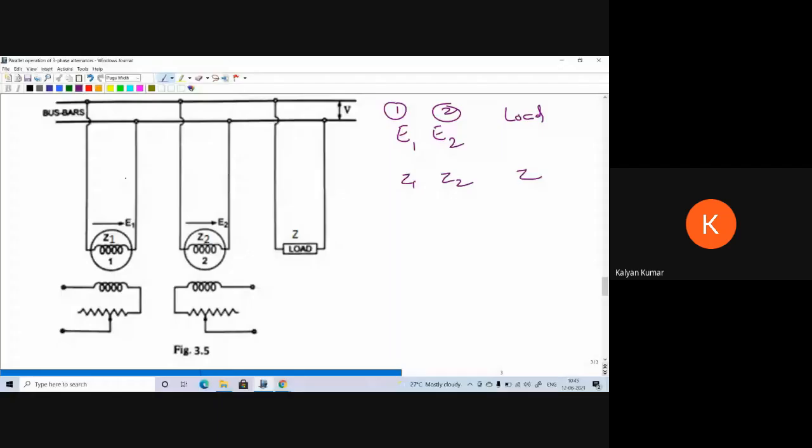The induced EMFs of the two alternators are E1 and E2, and the load impedance is Z. The second alternator impedance is Z2. This is the first alternator, this is the second alternator, and the load is Z. Now let us assume the current delivered by the first alternator is I1, by the second alternator is I2, and the load current is I. Then I equals I1 plus I2, the sum of the currents delivered by the two alternators.